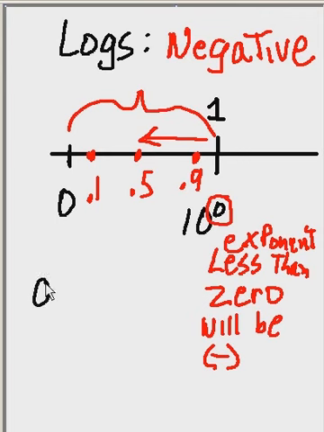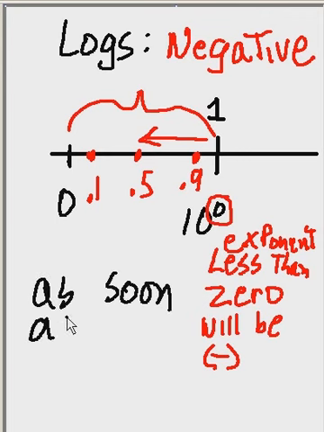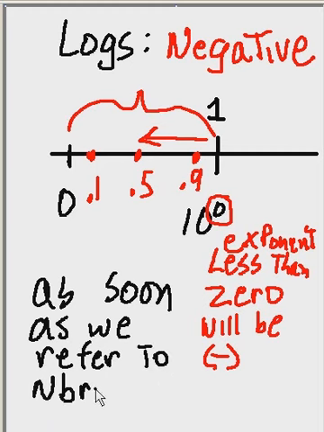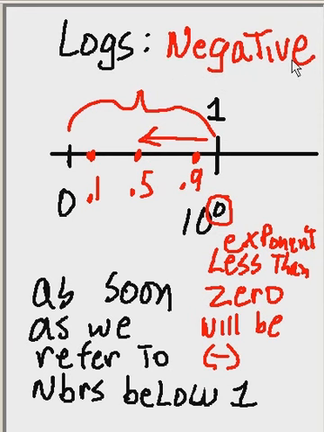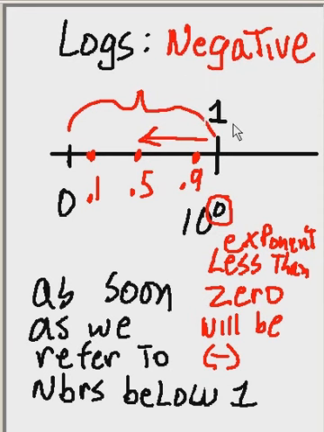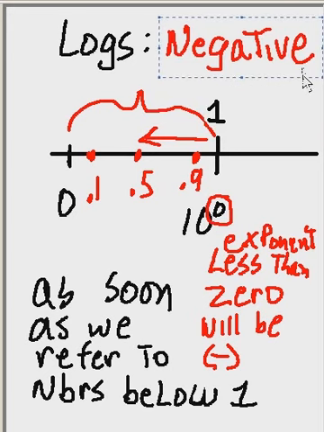So what was that again? As soon as we refer to numbers below 1, then what are we talking about? We're talking about exponents that are negative. As soon as we refer to numbers on the number line below 1, at that point we're talking about exponents that are negative. What do you know?